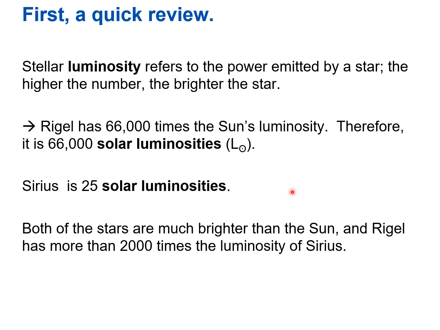Another bright star during the spring and summer is Sirius. In fact, it's the brightest star in the sky besides the sun. It is 25 solar luminosities. Now, I just said it's the brightest star in the sky, but you see Rigel is actually much, much brighter. And so this gets into the difference between what looks brighter to us and what is actually brighter. Rigel is actually about 2,000 times brighter than Sirius. But when I say Sirius is the brightest star in the sky, that refers to how bright it looks to us. So both of the stars are much brighter than the sun, but Rigel has more than 2,000 times the luminosity of Sirius.